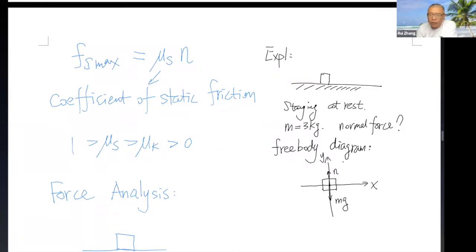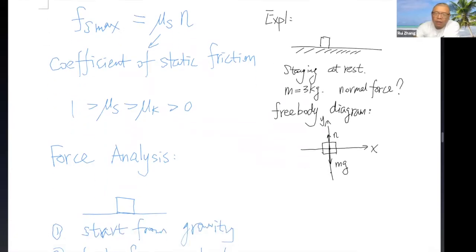Now, for this problem, it's simple because all the forces are right on the y coordinates. So there's no need for you to find the components of the forces because they're already on this axis. So this is actually a one-dimensional problem, right?